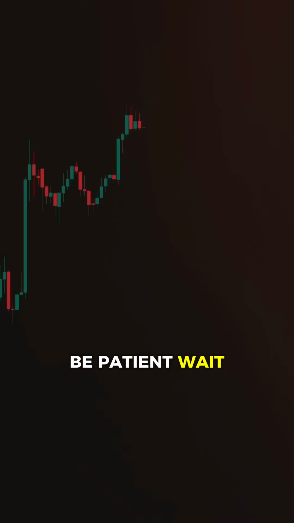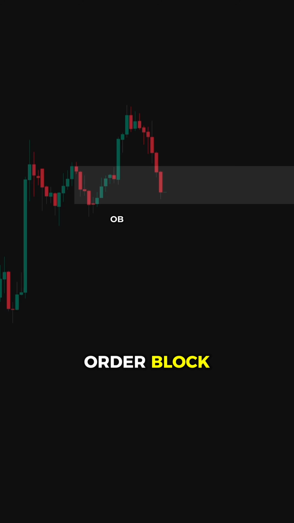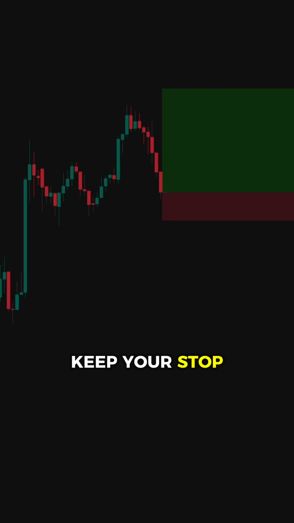Don't FOMO into the breakout. Be patient. Wait for the pullback into the order block. Place your entry there, keep your stop loss protected below the order block, and let the market do the work.